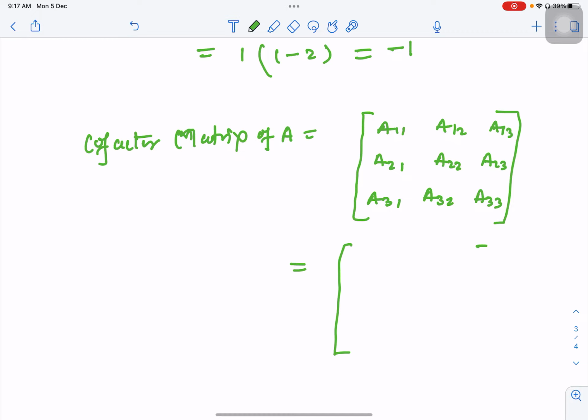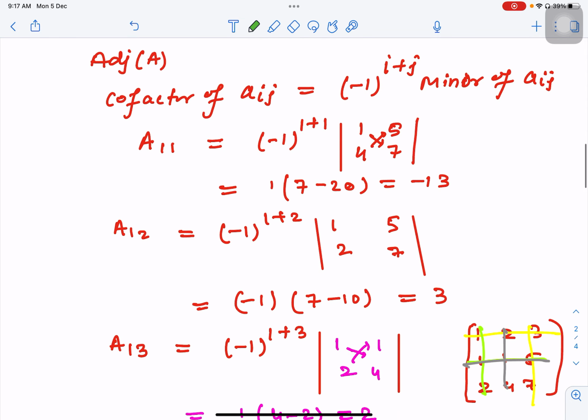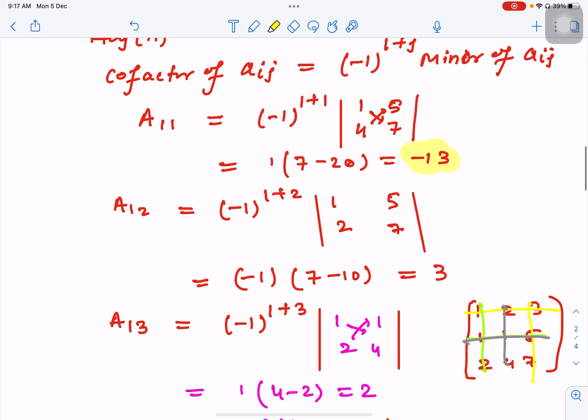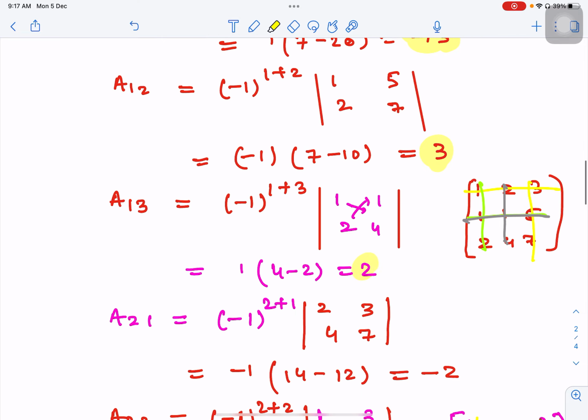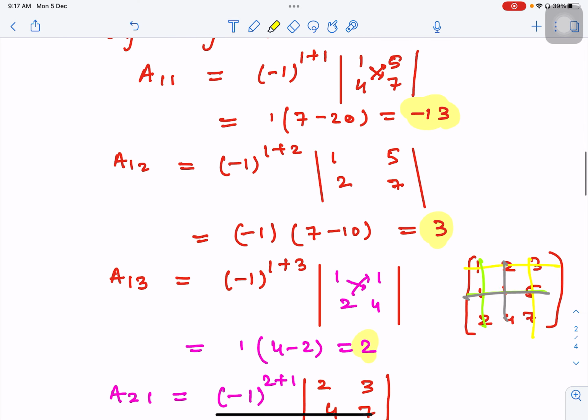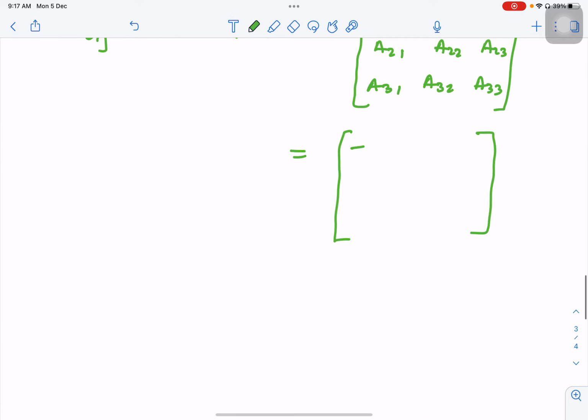So we'll put all the values. What do we have? A11. A11 क्या है हमारे पास? ध्यान से देखो. A11 is negative 3. A12 is 3. So negative 3, 3 and 2.